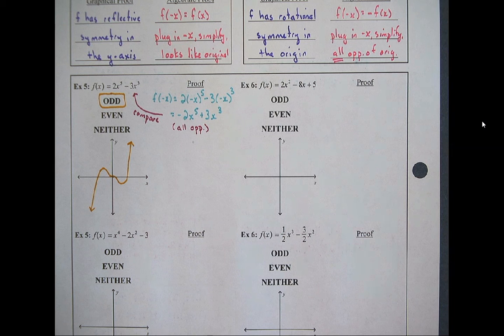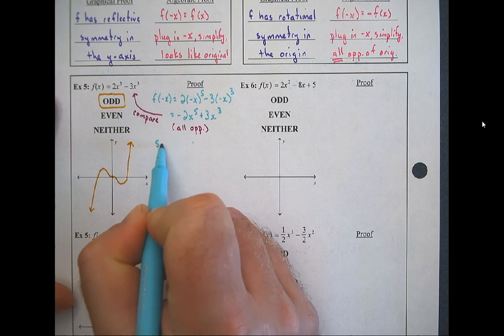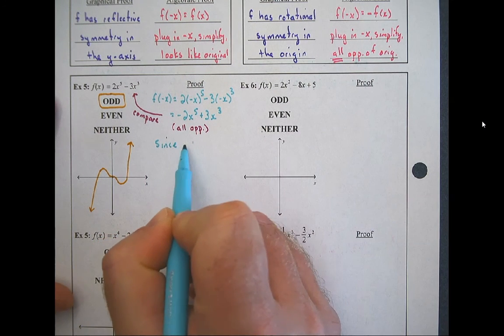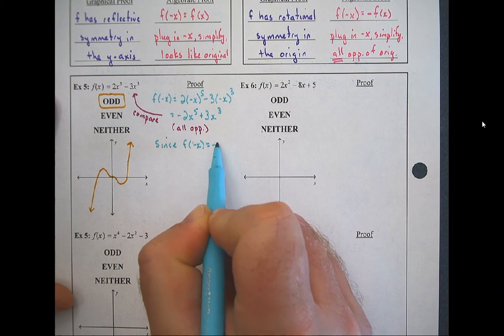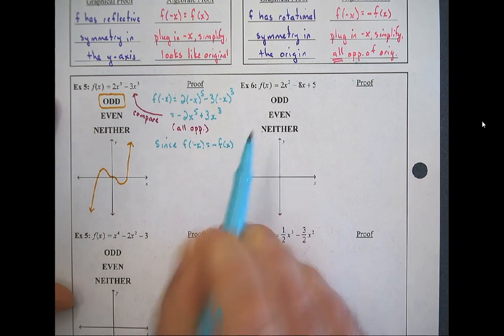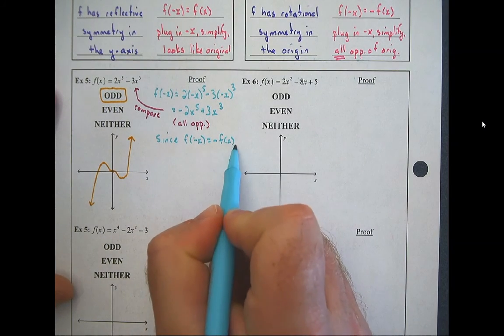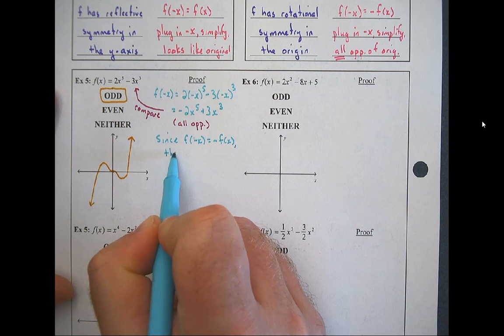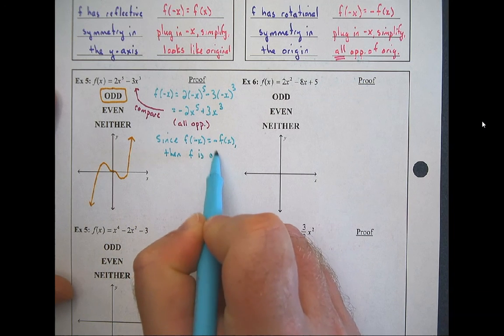If you are going to prove this, maybe we should do a little write-up. So we should say something like, since f of negative x equals the opposite of f of x, in other words, that means that all the signs switched around, then f is odd.